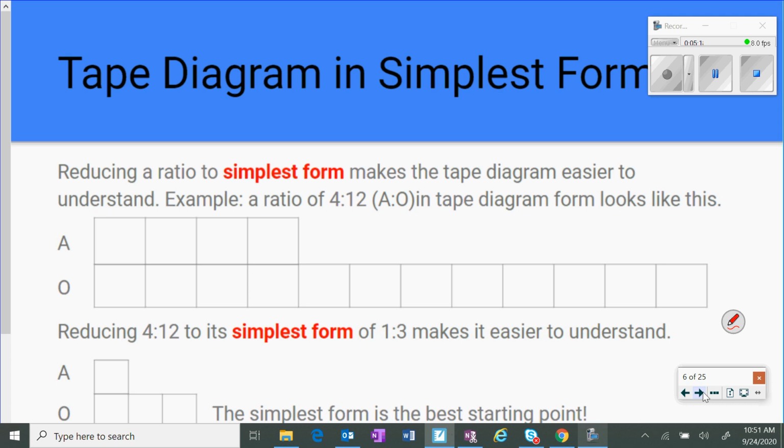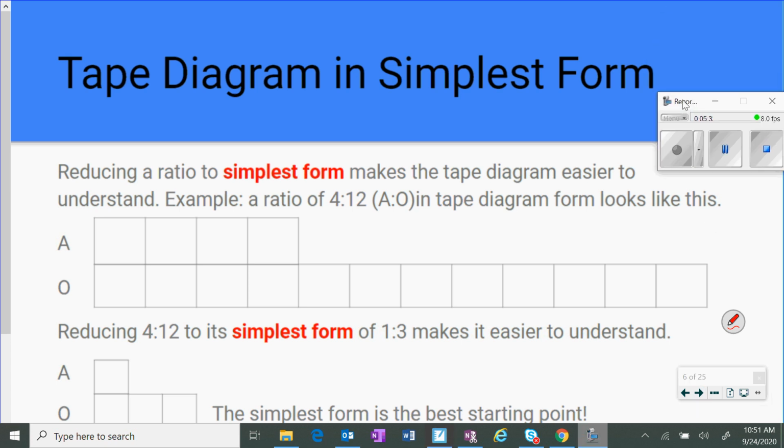Okay, tape diagram in simplest form. Reducing the ratio to simplest form makes the tape diagram easier to work with. So, right here we're comparing apples to oranges. As you can see, we have a ratio of 4 to 12, 4 being the apples, 12 being the oranges. Apples are represented by A, oranges by O.